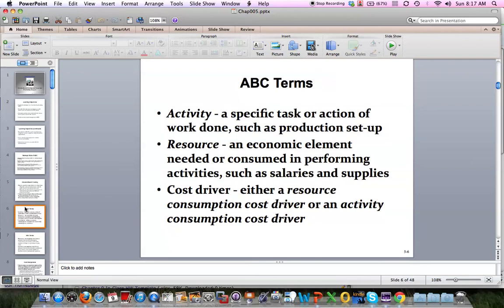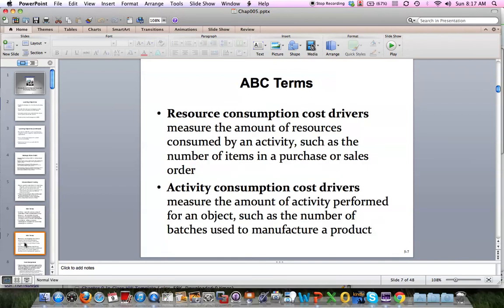A cost driver, now we've got a couple different sub-terminologies there with the cost driver. Cost drivers can be resource consumption cost drivers, or they can be activity consumption cost drivers. And we'll look at them on the next screen here, and those definitions are on 133 again. So a resource consumption cost driver is the amount of resources consumed by the activity. Okay, so the number of items in a purchase or the number of items in a sales order. An activity consumption cost driver measures the amount of activity performed for an object, the number of batches used to manufacture a product. So how many batches are used to manufacture something. So we look at this in terms of resources consumed or the number of activities performed, which are really the two ways to think about it.